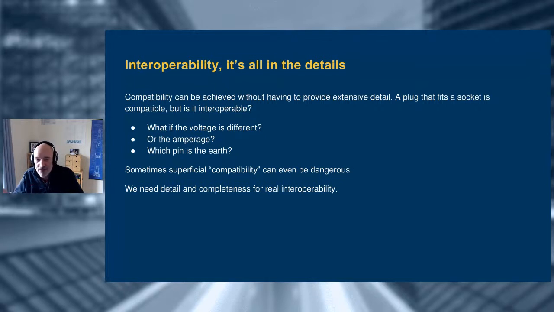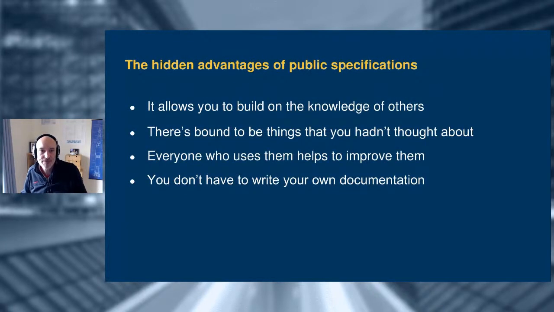Another example would be refilling nozzles on petrol stations. When they changed so that diesel and petrol weren't compatible, it stopped people putting the wrong fuel in the wrong tank. So what you need for real interoperability is a level of detail and a level of completeness in the specifications. And as I say, what we've tried to do is achieve this by, rather than going for huge specifications, modular specifications where each layer provides another level of detail.